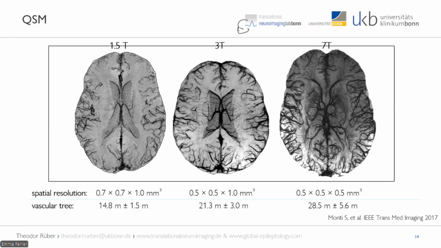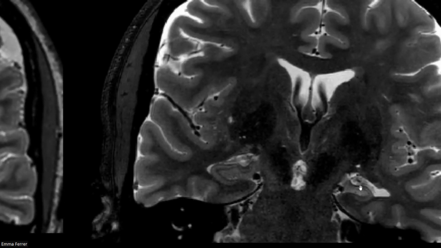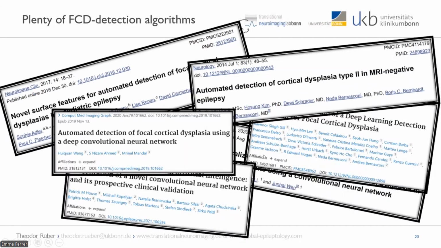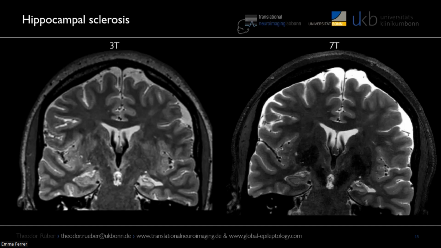So the first thing we have to do if we want to come up with any estimation about how well 7T performs is come up with metrics and compare to 3T. This is the same hippocampal sclerosis that you saw before, but now compared with 3T. This is exactly what we do. And you see that the internal architecture of the hippocampus can be better evaluated in the 7T over here.